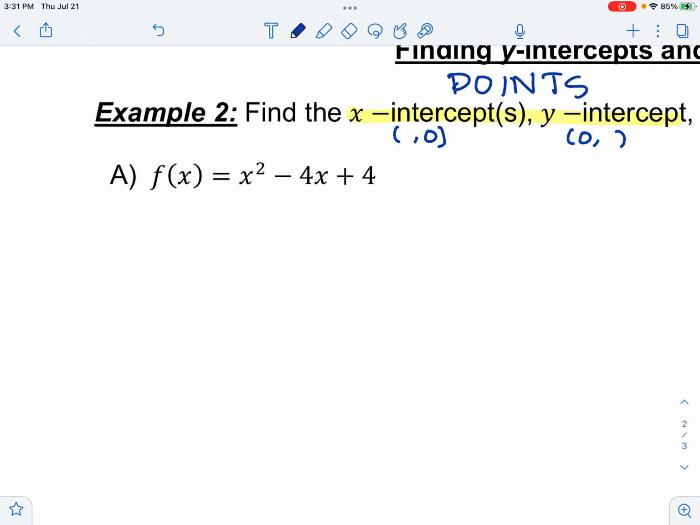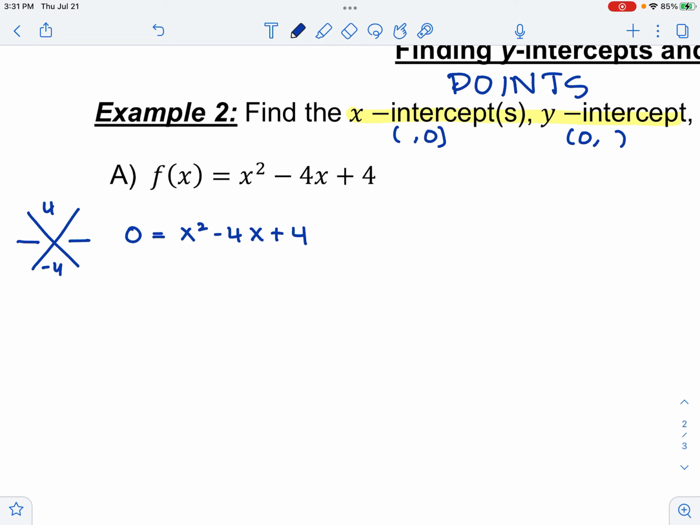Let's start with x-intercepts. X-intercepts are in the form something comma 0. So y is 0, solve for x. Let's make y 0 and solve for x: 0 equals x squared minus 4x plus 4. This is a quadratic, and we need to solve it. Can I square root? No, because there's an x. Can I solve by factoring? In order to do so, it has to be equal to 0. Done. Look for a GCF. There isn't one. So now I'm going to try to factor it. I'm looking for two numbers that multiply to give me 4 and add to give me negative 4.